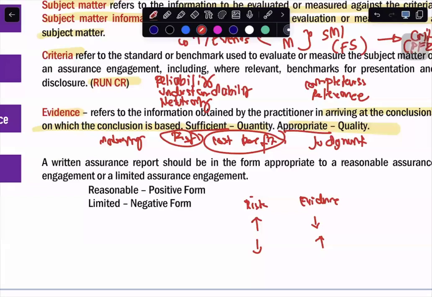So aside from sufficiency and appropriateness of audit evidence, we look into materiality, we look into the risk, we look into the cost benefit, and our professional judgment.